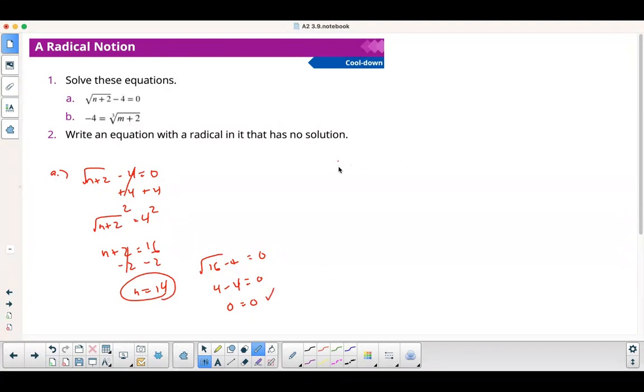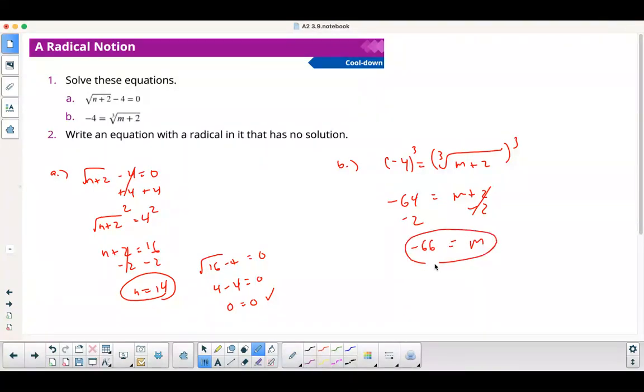Let's go to B. All right, so a cube root is allowed to equal a negative. If this cube wasn't here, we'd be done right away. If it was just a square root, we'd say no solution. But cube roots are allowed to be negative. Cube both sides. There we go.